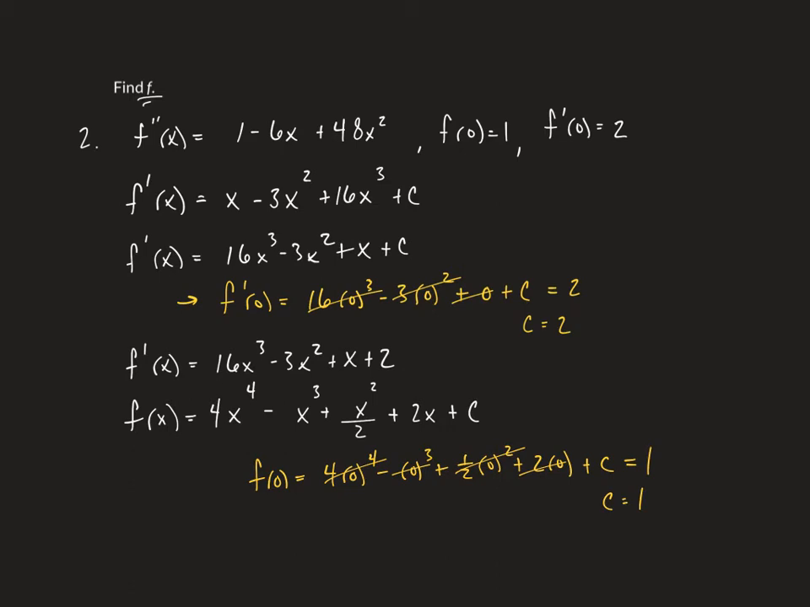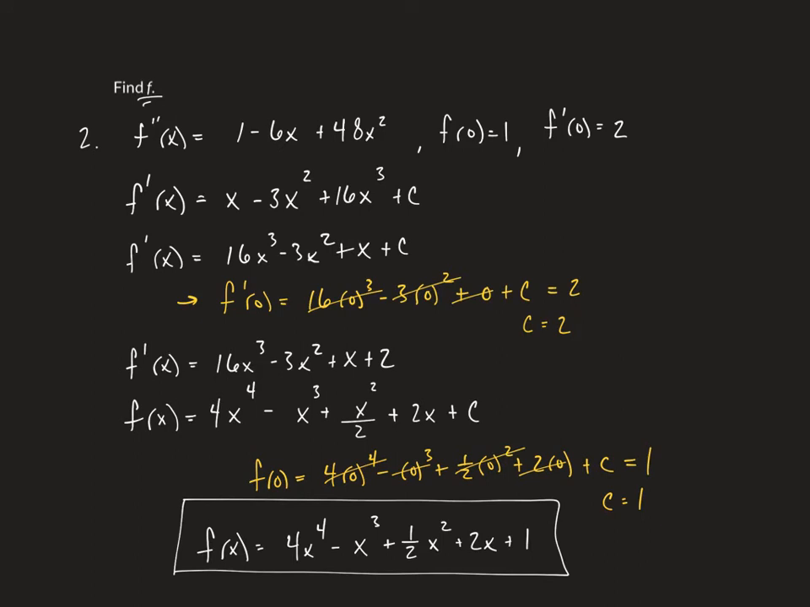So now that I know what that constant value is, I can write my final function, f of x. And f of x is equal to 4x to the 4th minus x to the 3rd plus 1/2 x squared plus 2x plus 1. So we had to use 2 initial conditions there to get us to that final answer. Hopefully you figured that one out on your own.